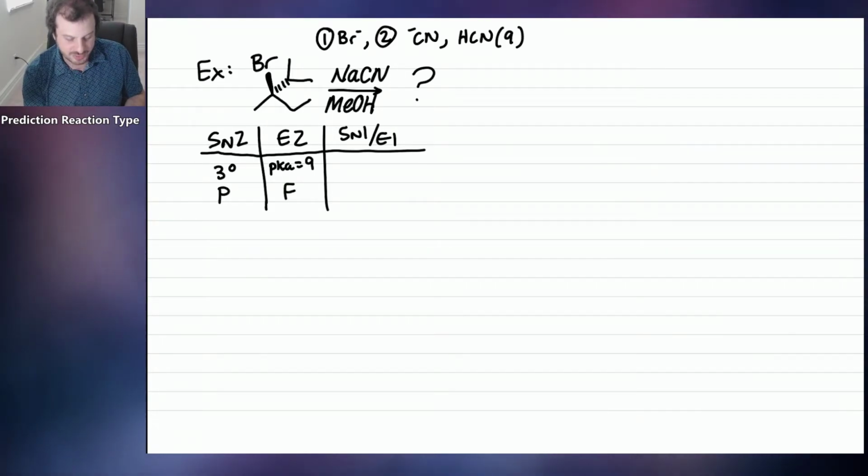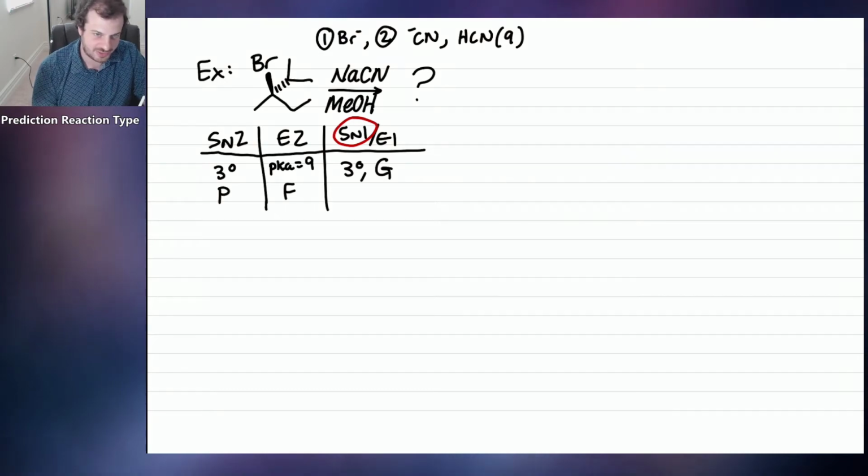And then finally the SN1/E1 column, it's tertiary, so that's good. So look at that. We have poor, fair, good. SN1/E1 wins again. Love it. Well, technically SN1 wins. E1 doesn't win unless it's that special condition. So it's going to be an SN1 reaction. So let's go ahead and take a look at the mechanism.